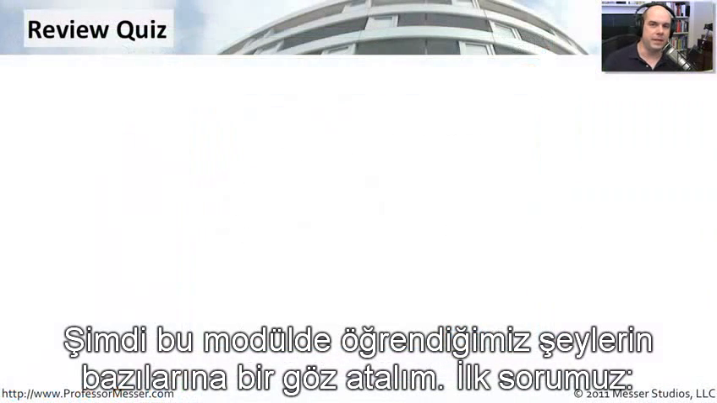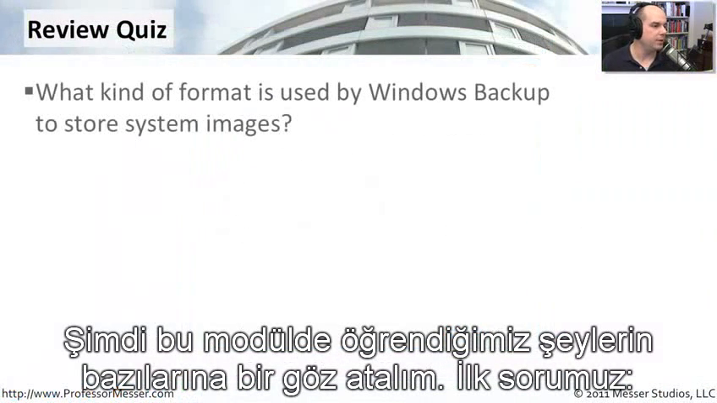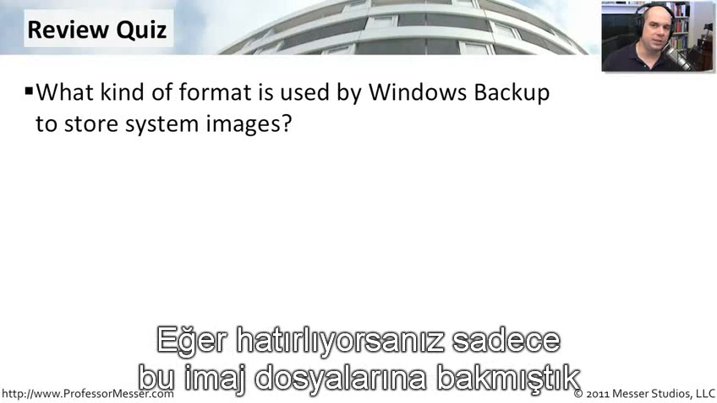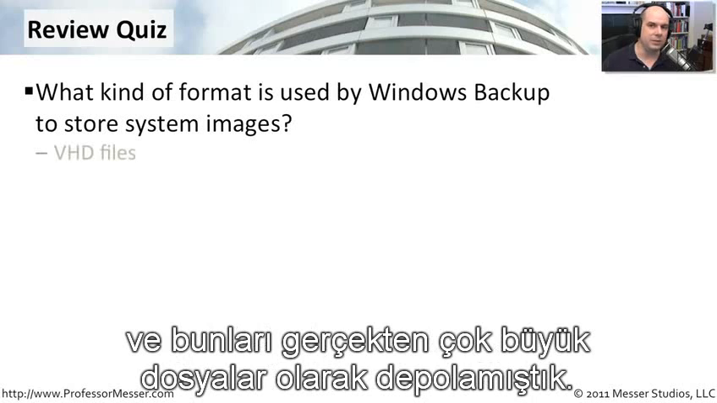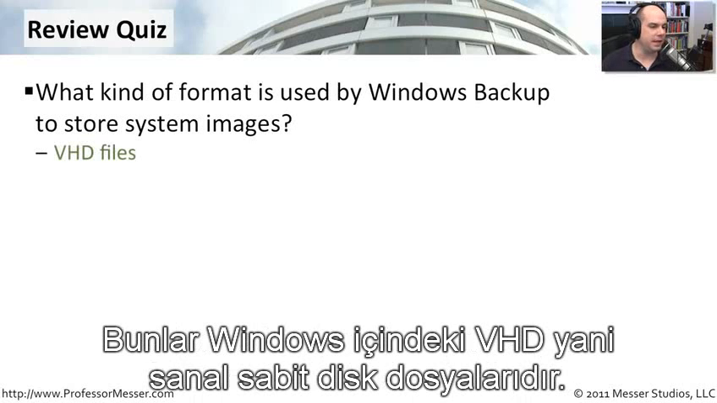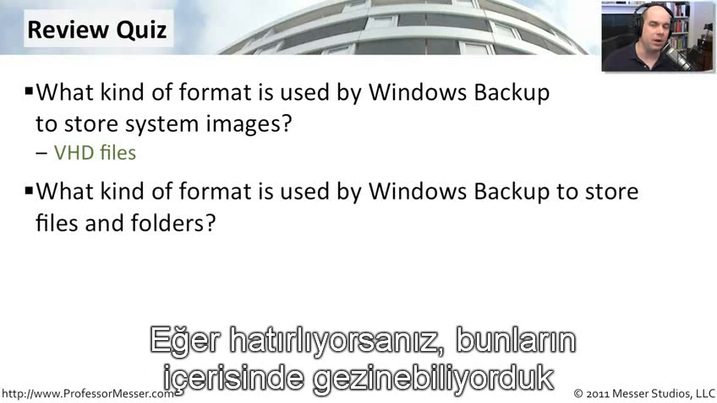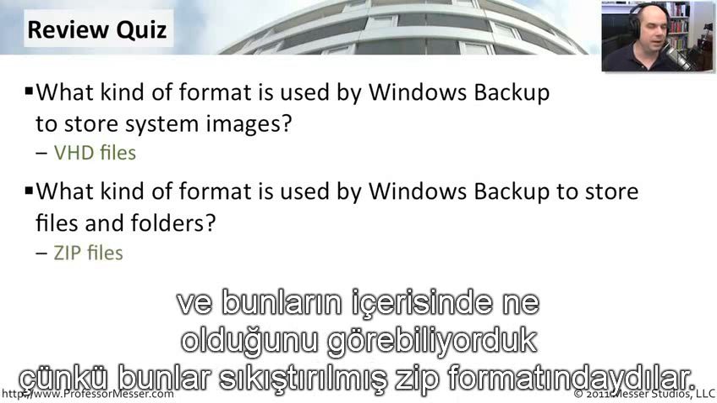Let's review some of the things we've learned in this module. Our first question, what kind of format is used by Windows Backup to store system images? If you recall, we were just looking at those image files, and they were stored as a really big file that was a virtual hard drive file inside of Windows. The next question, what kind of format is used by Windows Backup to store files and folders? Different kind of backup there, and if you recall, we were able to drill right into it and see what files were in there because it was in a compressed zip format.